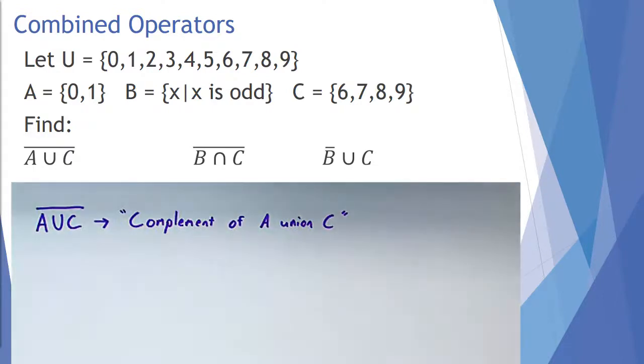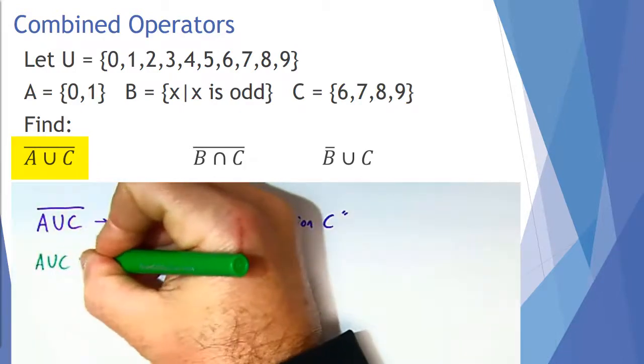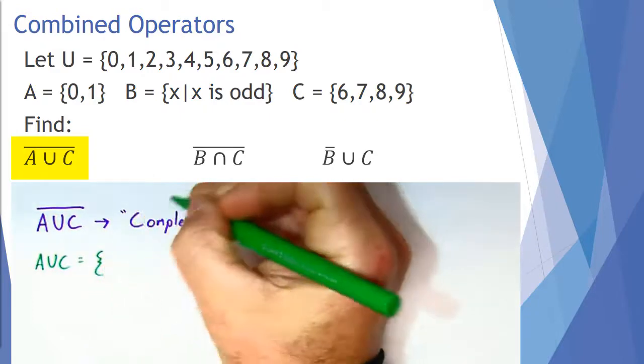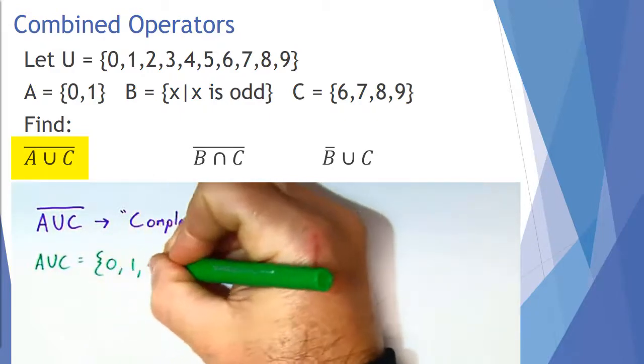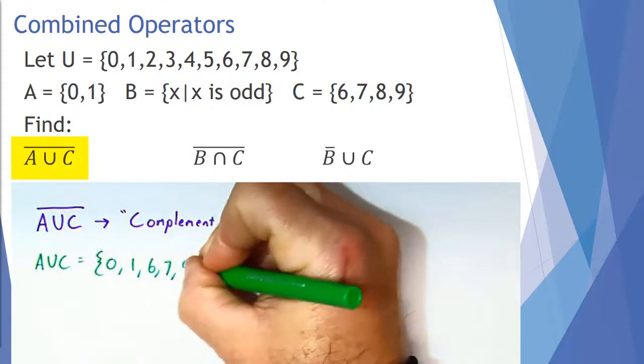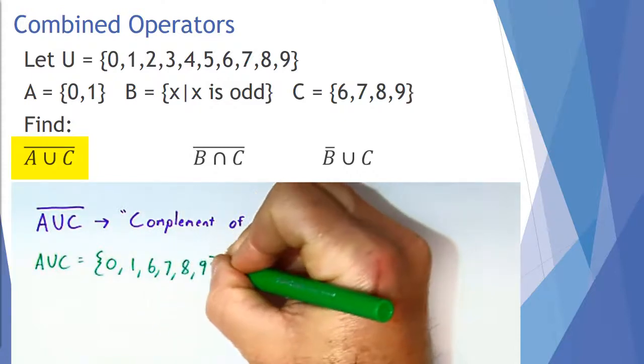So our first one, that would be the complement of A union C. Well, before we can find the complement of A union C, we should probably find out what A union C is. A union C will consist of all elements that are in A and C combined. So that will consist of 0, 1, 6, 7, 8, and 9.